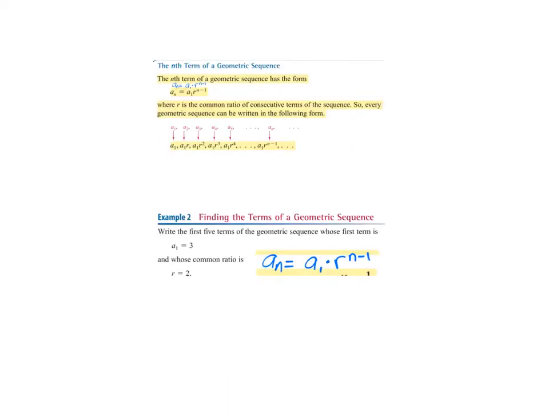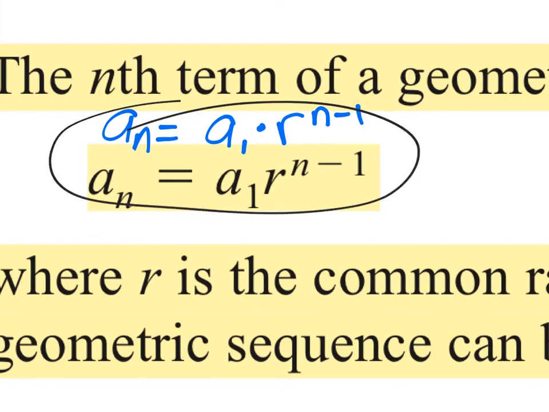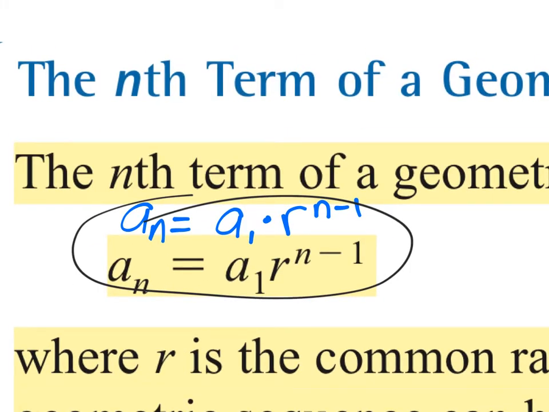So let's do a couple of examples. There's a couple of these that are going to feel like, what? This is kind of hard. It's really not. You'll be okay. But here is your geometric formula. When we had arithmetic, it was a sub n equals a sub 1 plus n minus 1 times d, right? You just plug that in.